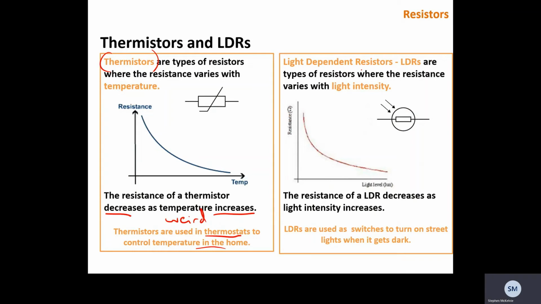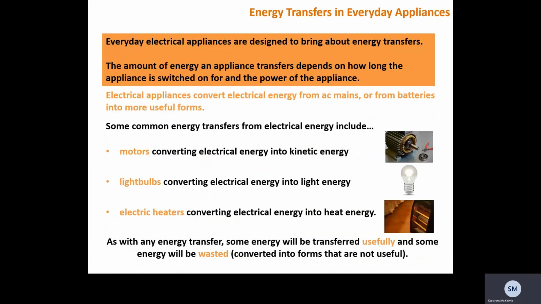Light-dependent resistors, or LDRs, are types of resistors where the resistance varies with light intensity. As I increase the light level, I decrease the resistance. The resistance of an LDR decreases as light intensity increases. They're used for things like turning on street lights when it's dark. It's not a little person with a switch. It is an automatic circuit.